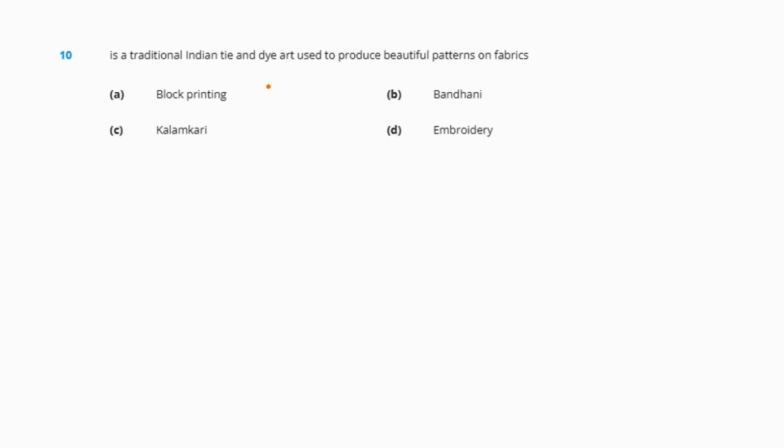Dash is a traditional Indian tie and dye art used to produce beautiful patterns on fabrics. So block printing, bandhani printing, kalamkari printing, and also embroidery. So bandhani means, so option B is the correct answer, right? Bandhani is a traditional Indian tie and dye art which is used to produce beautiful patterns on fabric.